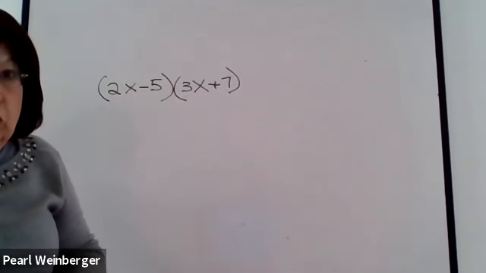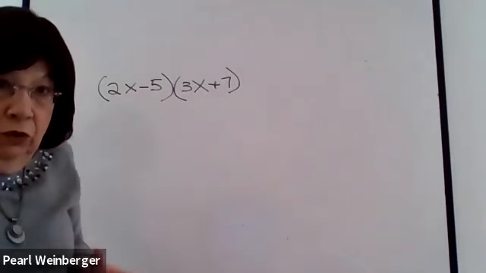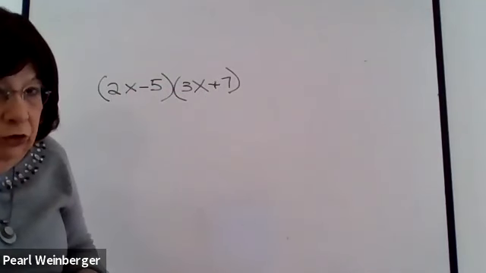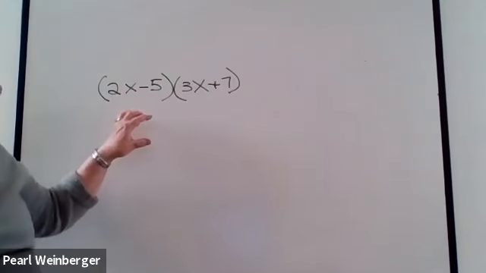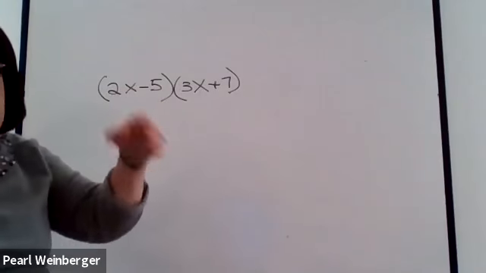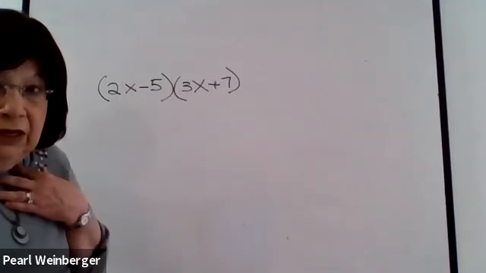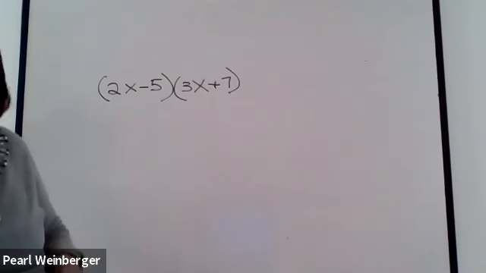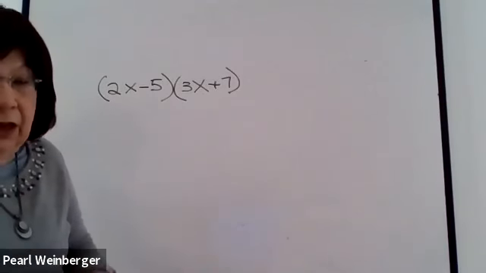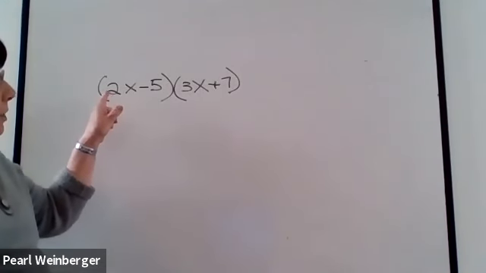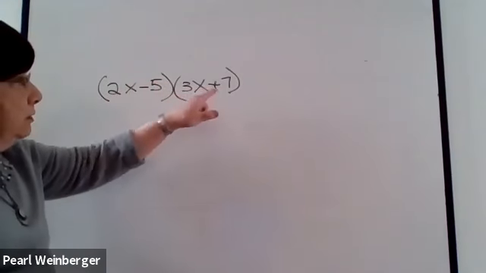Now I'm going to show you a general method that will work for any polynomial times any polynomial. And then I'm going to come back and show you a method that is used specifically when we're multiplying just binomials. Because in most cases, the most common type of question we're going to have will be multiplying two binomials. But let's just talk about the general rule of multiplying polynomials. Let's say I want to multiply this 2x minus 5 times the 3x plus 7.